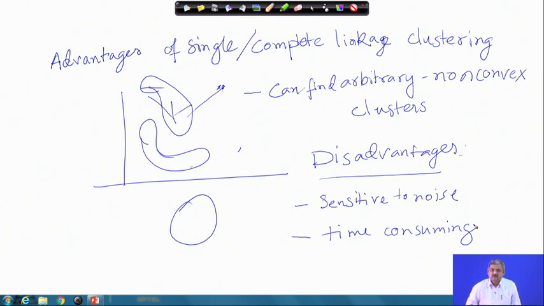So, this covers my discussion on these 2 algorithms. In the next lecture, we will discuss the partitional clustering algorithms, okay, which, as I have mentioned, evaluate the partitions. Thank you.